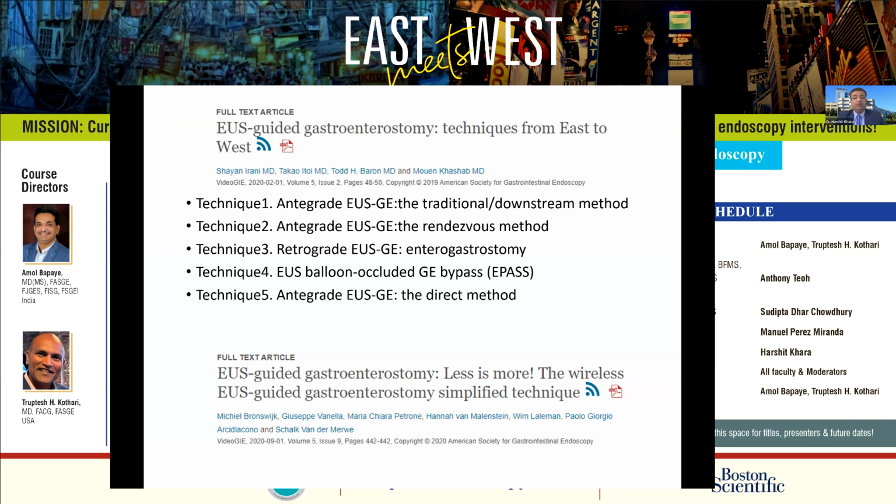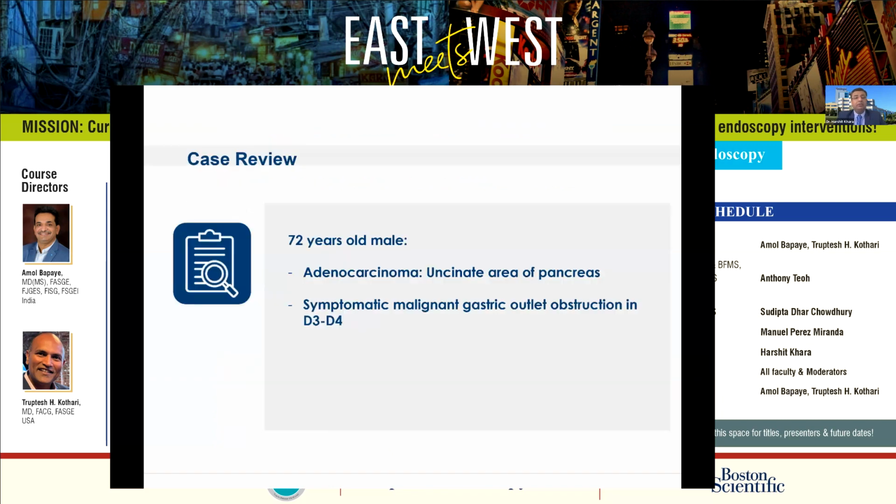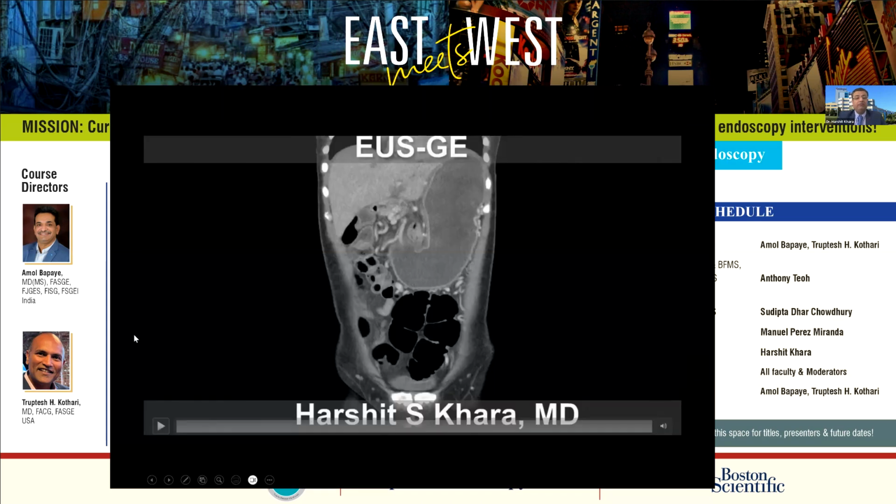And now with this new technique, it has become much easier because you're not married to the puncture site. So I'll make it a little case-based, where this patient of mine had adenocarcinoma in the uncinate area of the pancreas with a symptomatic malignant gastric outlet obstruction in the D3, D4 area.